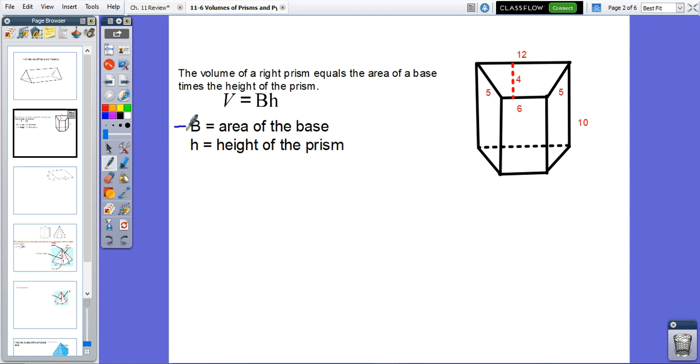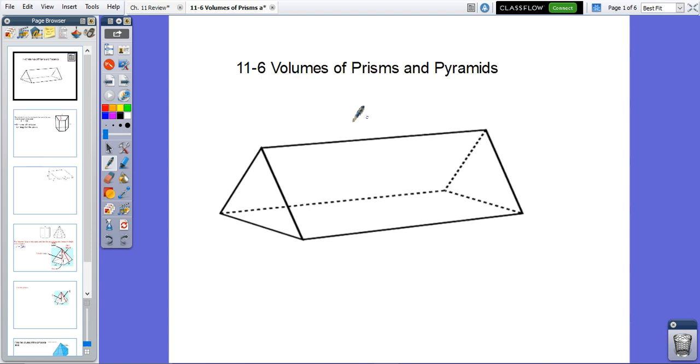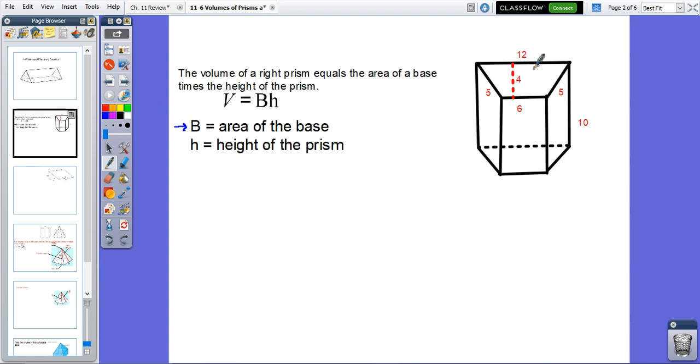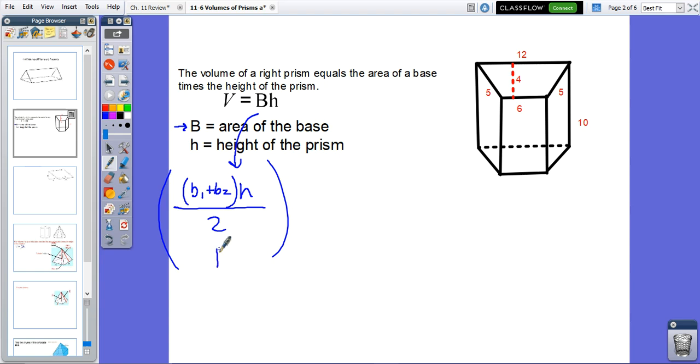So the base will change. That's what changes. Like right here, we had a triangular prism. Here we have a trapezoidal prism. We say, all right, so how do we find the area of our trapezoid? Remember, this goes back to earlier in this chapter where we had base 1 plus base 2 times the height of the trapezoid divided by 2. So the idea of this height is very similar to the other one. So all of this right here stands for big B.